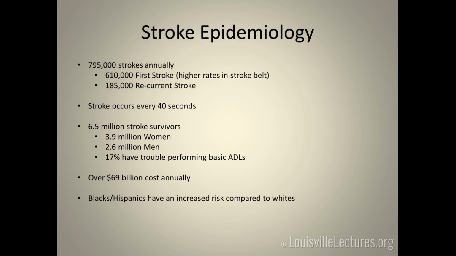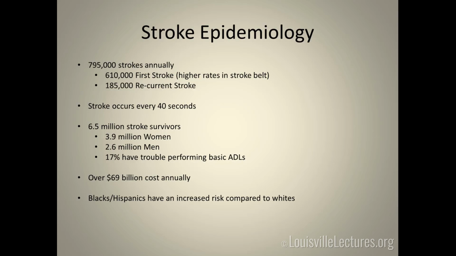So more about stroke, there are about 800,000 strokes happening in the United States every year. Out of those, most of them are first time strokes. A lot of them are recurrent strokes as well, about 200,000 of them. Every 40 seconds, very expensive, as you can imagine. A lot of work days are lost when a patient has a stroke, because they cannot go to work, and if everything is taken into account, it amounts to many billions of dollars.